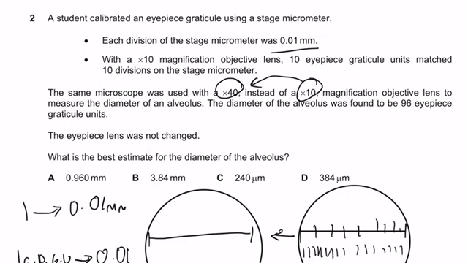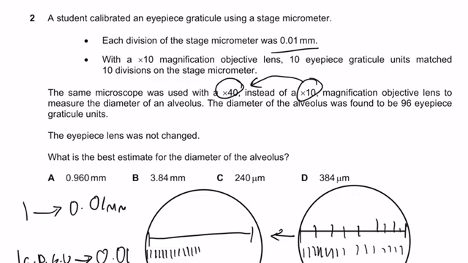And so when this is 4 times larger, the length of the eyepiece reticle unit, which used to be 1 to 1, is now 1/4. Right? So now it's 4 times smaller. In other words, you have to divide the length of one eyepiece reticle unit by 4 to get the length of the eyepiece reticle unit under this magnification. So it's 0.01 divided by 4, which is 0.0025, which is in millimeters.